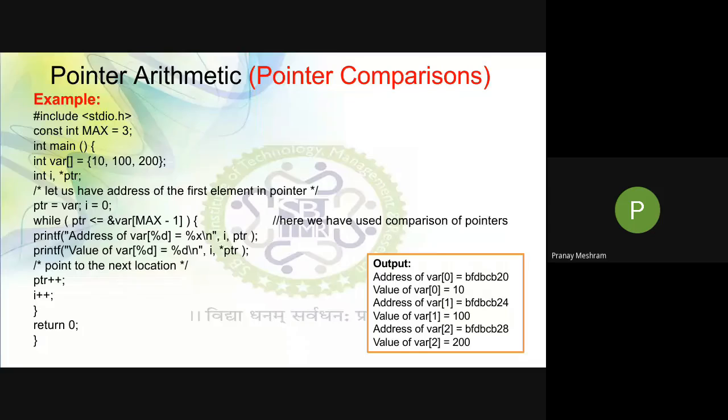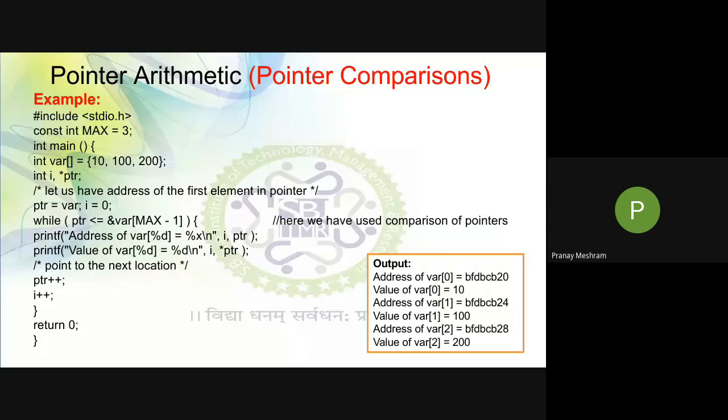And we have given the initial value of I as 0. Then we are writing a while loop, and we have given a condition: while ptr is less than or equal to address of var max minus 1. So we have to continue the loop until we reach the address of the last element.